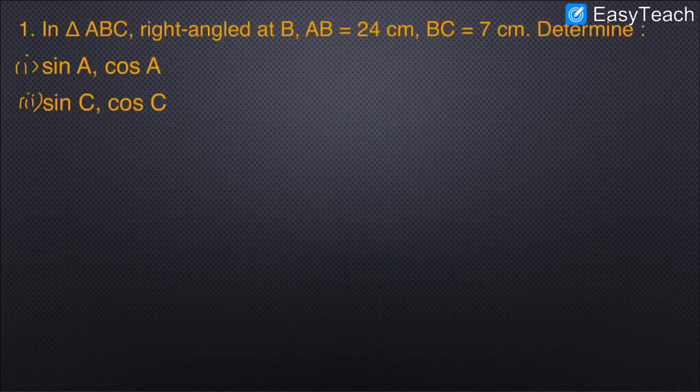So this is the first problem. Let me read it first. In triangle ABC, right angled at B, AB equals 24 centimeter, BC equals 7 centimeter. Determine sin A, cos A, sin C, cos C. So first, what we have to do, shall I draw one triangle first?